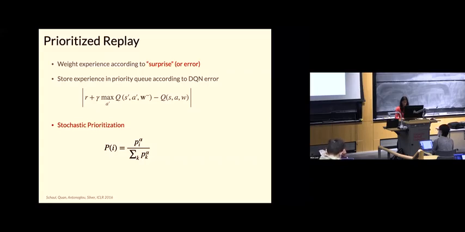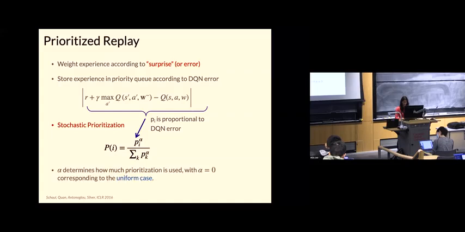So p_i, essentially the priority, is proportional to the DQN error. And if alpha is 0, we have the uniform samples.